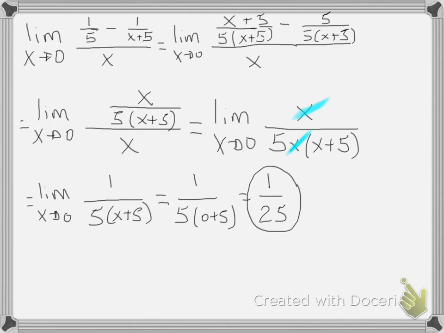The function value, however, f of 0, is still undefined. It does not exist. But remember, these are two separate questions. f of 0 means where is the black dot when we graph this? There is no black dot when we graph this because the function value doesn't exist. However, what is the limit as we get close to 0? If we looked at the table of values on your calculator, you would see that the limit is getting close to 1/25.